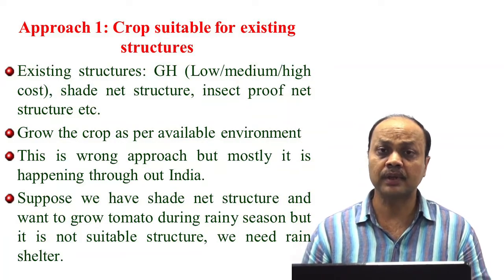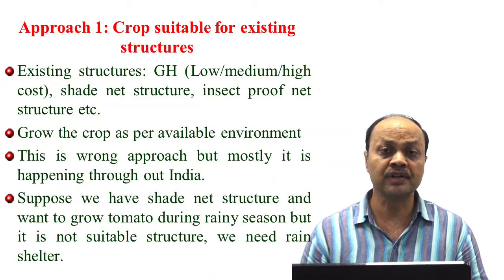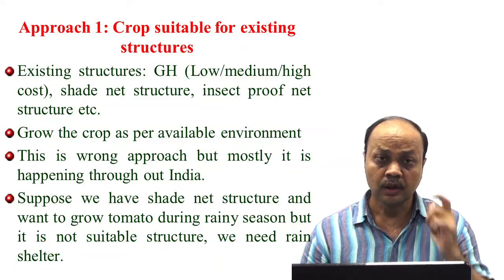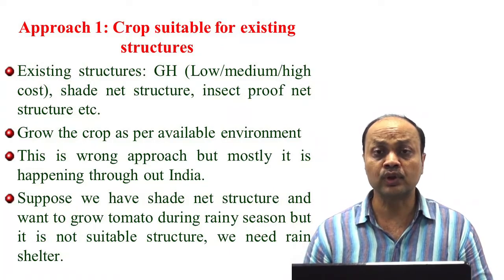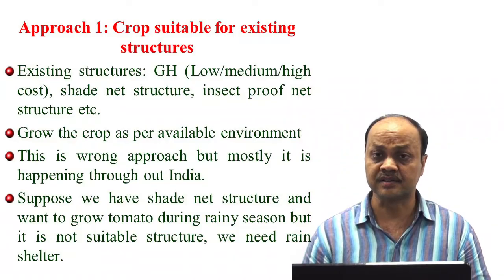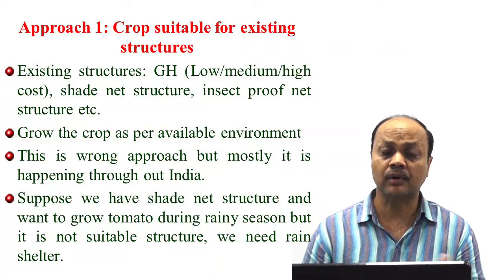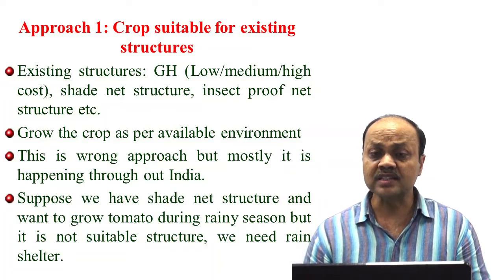Suppose you have a shade net structure, but you want to grow tomato during rainy season. Shade net is not suitable to grow tomato during rainy season because it reduces the light intensity inside the structure, and it does not protect from rainwater, apart from other parameters. So this is the wrong approach.